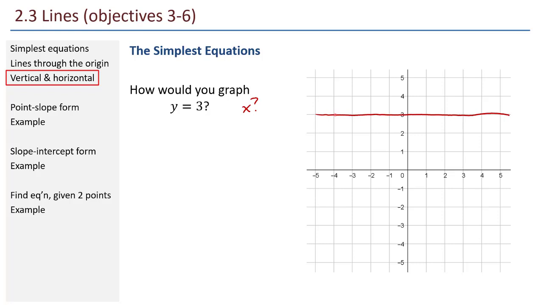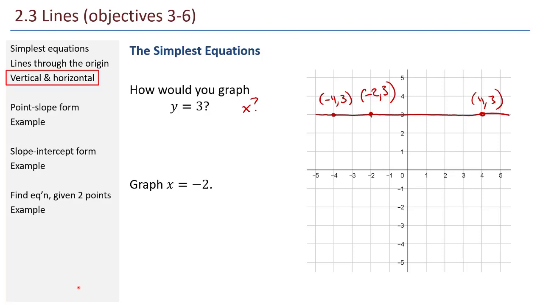So I can look at various points on this line, like the point (-4, 3), and the y value is 3. Here's a point (-2, 3), and the y value is 3. Here's another point (4, 3), and again the y value is 3. The x value can be anything, but I am restricted that the y value has to be 3.